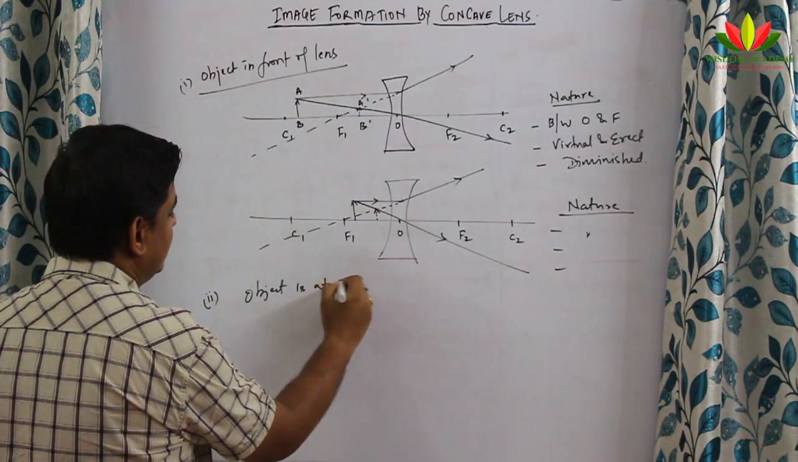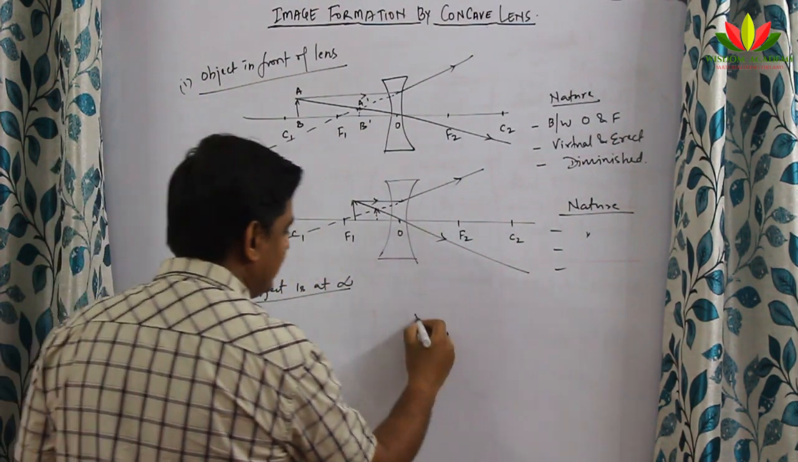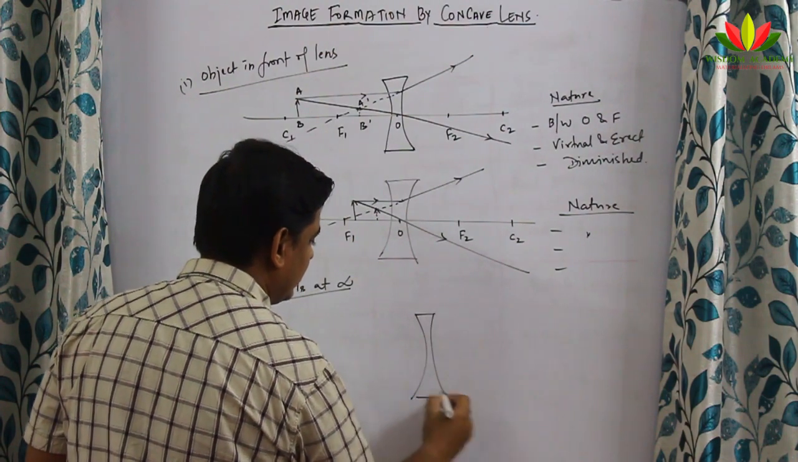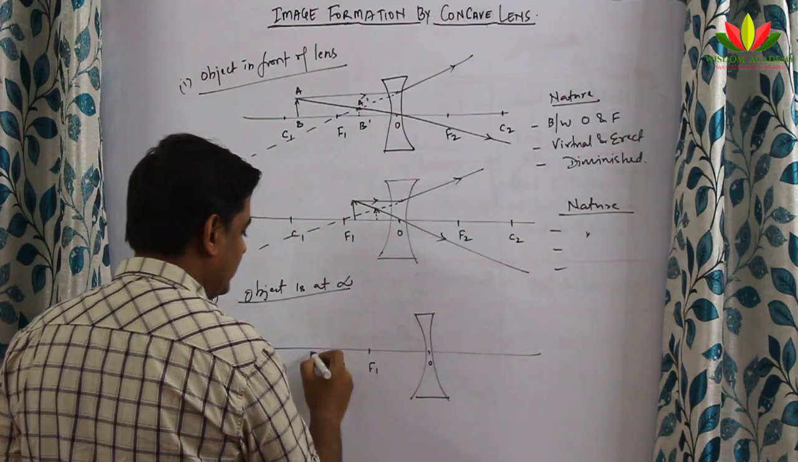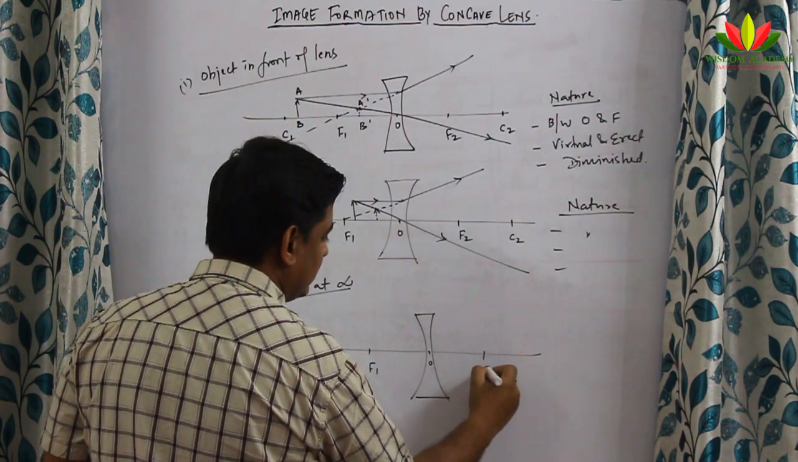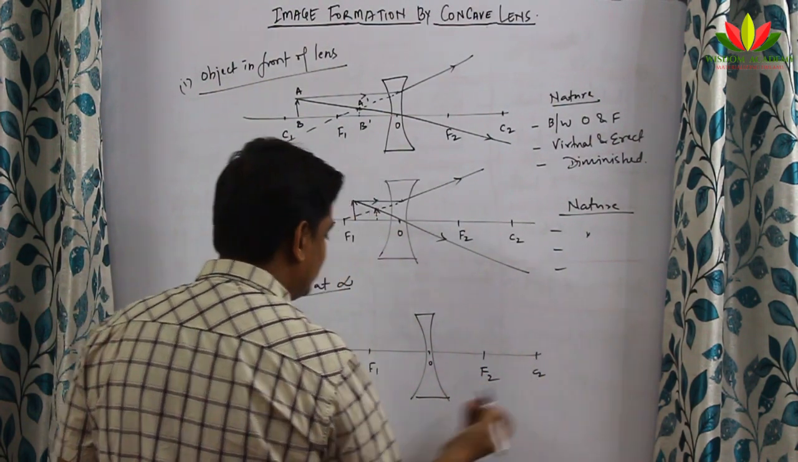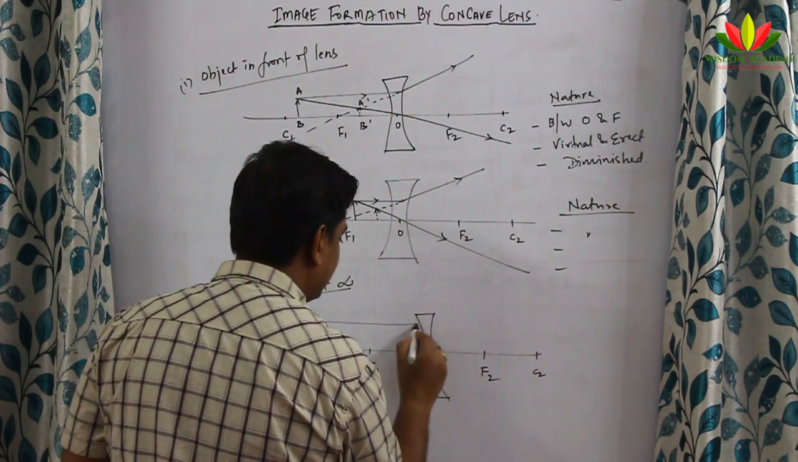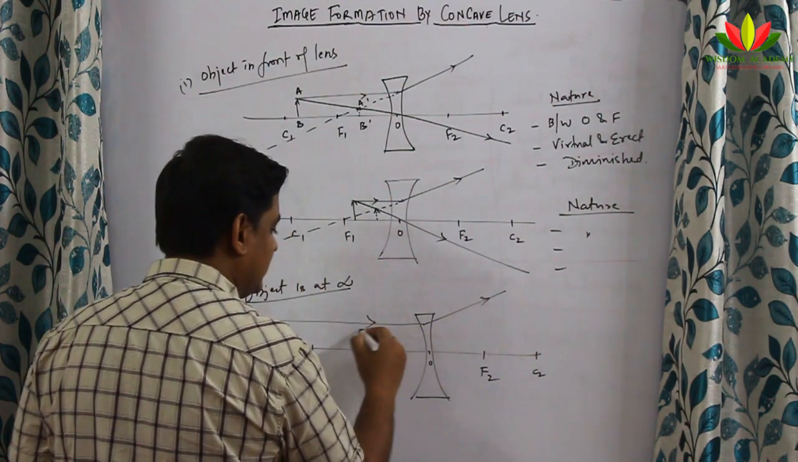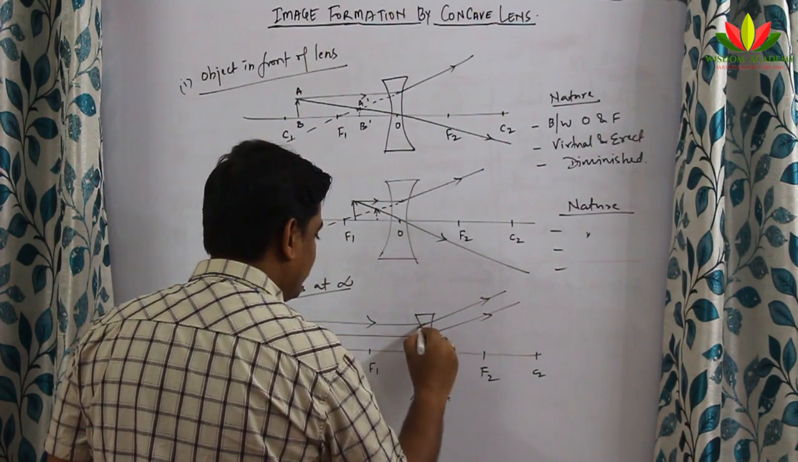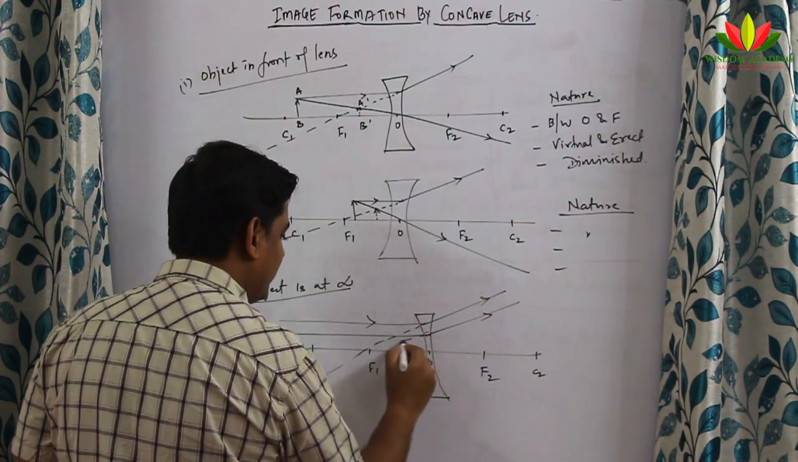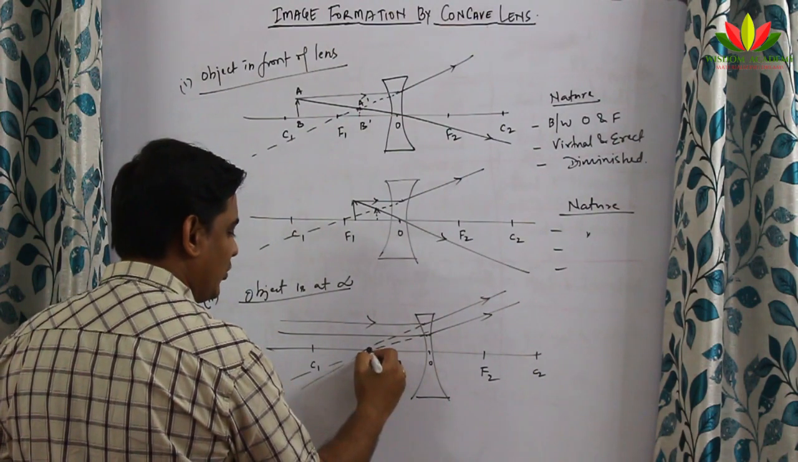Object is at infinity. So what will happen? Let us see. This is the concave lens and this is the optical center. This is F1, this is C1, this is F2 and this is C2. The ray is coming from infinity and will get diverged. The second ray also coming from infinity gets diverged. If you extend both backwards, they will pass through focus. So they will meet at this point, the focus.